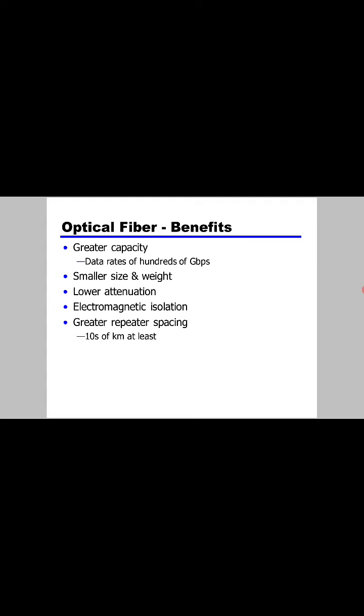And lower attenuation and electromagnetic isolation. Generally, optical fibers are covered with electromagnetic isolation material, so that there is no loss of any signals or any data like that. And greater repeater spacing.